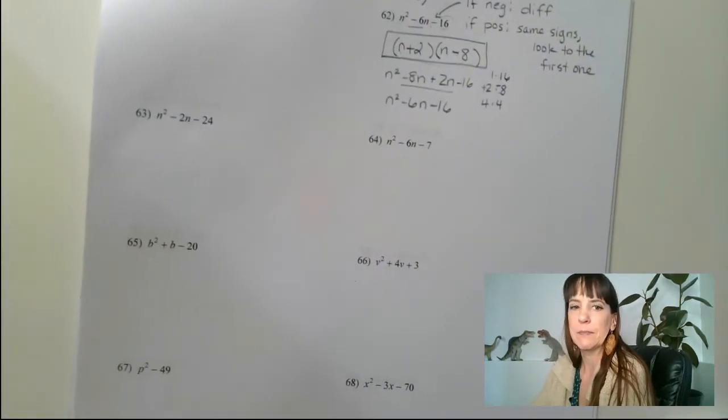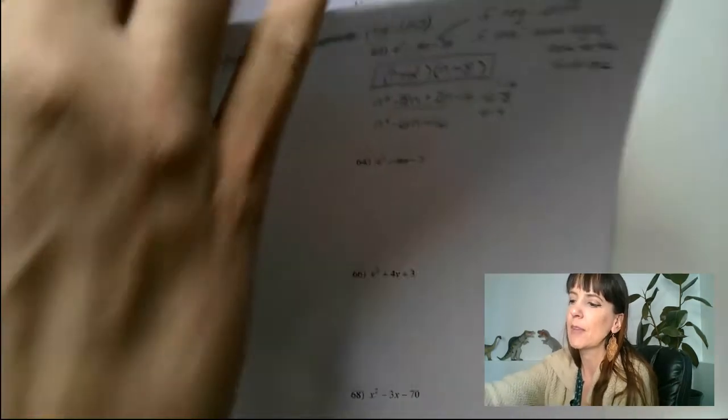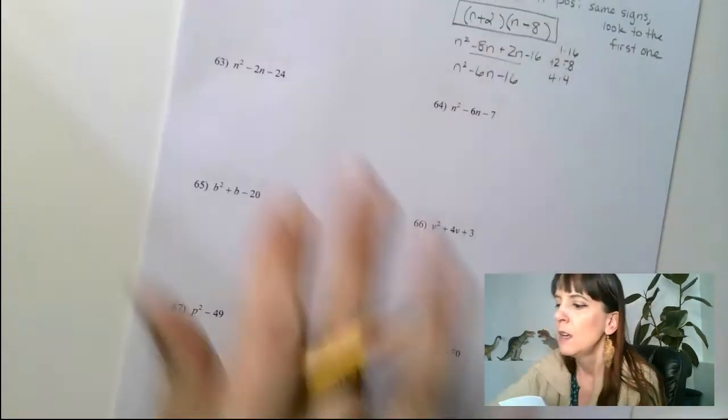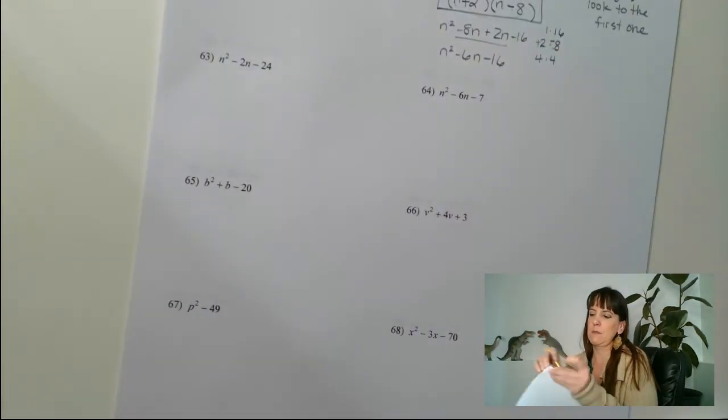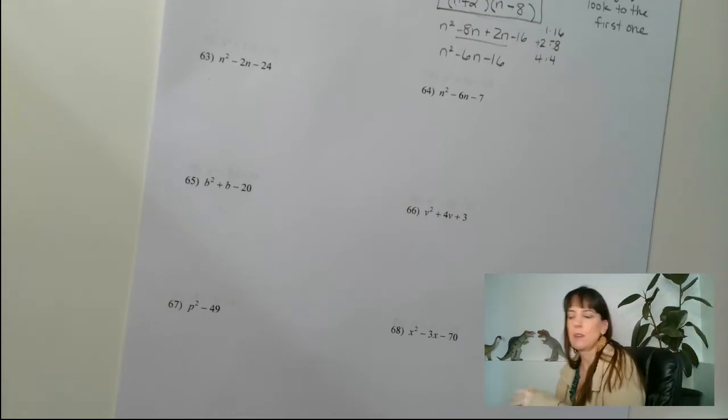So let's go through that again. Here's what we get for number 62, 63, whatever this is. And to be honest, this is driving me nuts if this is in a packet, so I'm going to fix that. Bear with me here. Okay.